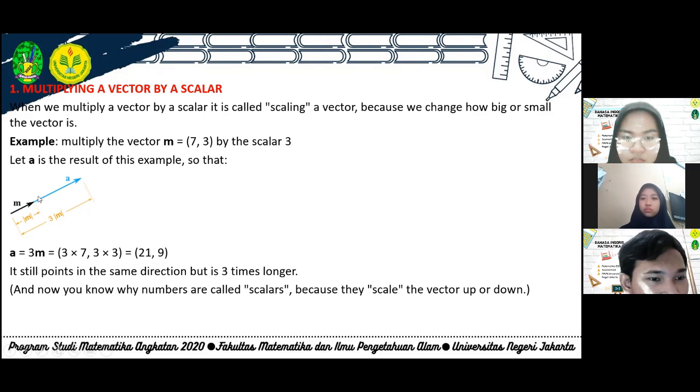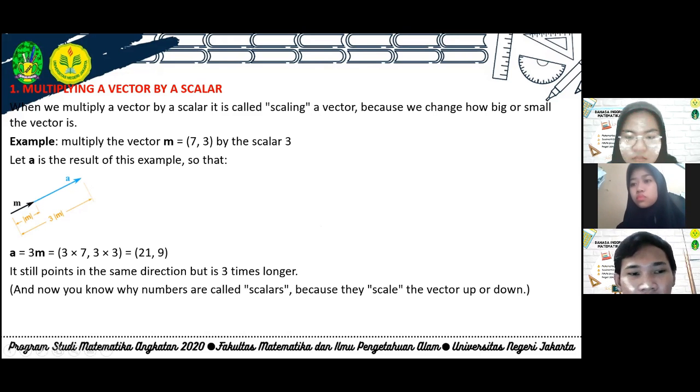This picture presents vector m and vector A, where vector A is 3 times vector m. It still points in the same direction, but it is 3 times longer. And now we know why numbers are called scalars, because they scale the vector up or down.